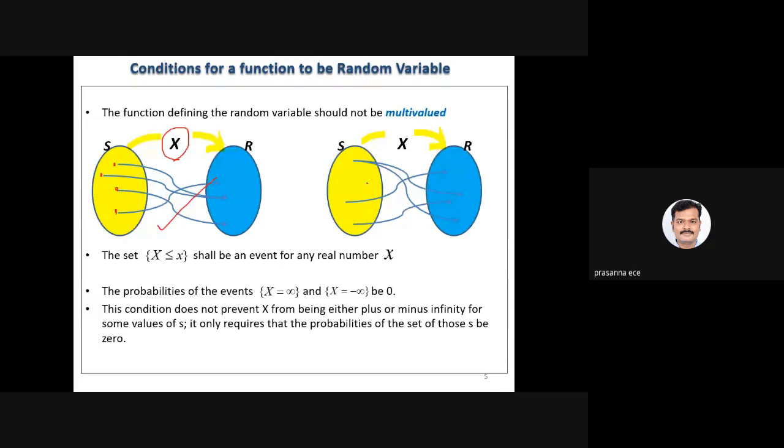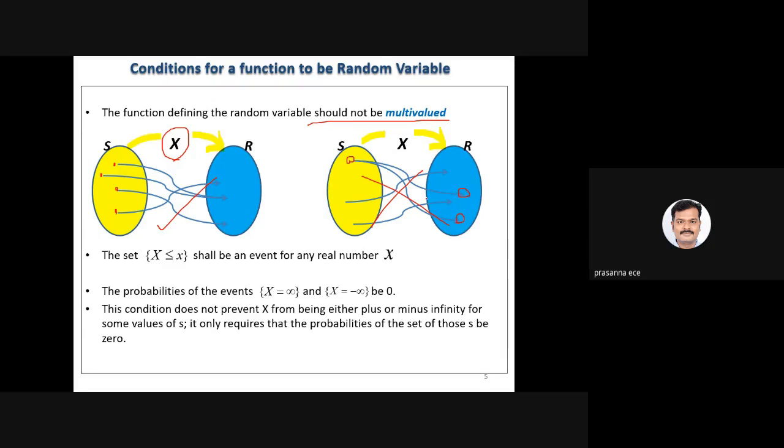So here what happens? A particular outcome is mapped to two different values. So this particular outcome of the random experiment is mapped to two numbers here. So this cannot be a random variable. That is why we say it should not be multi-valued. A function defining the random variable should not be multi-valued.